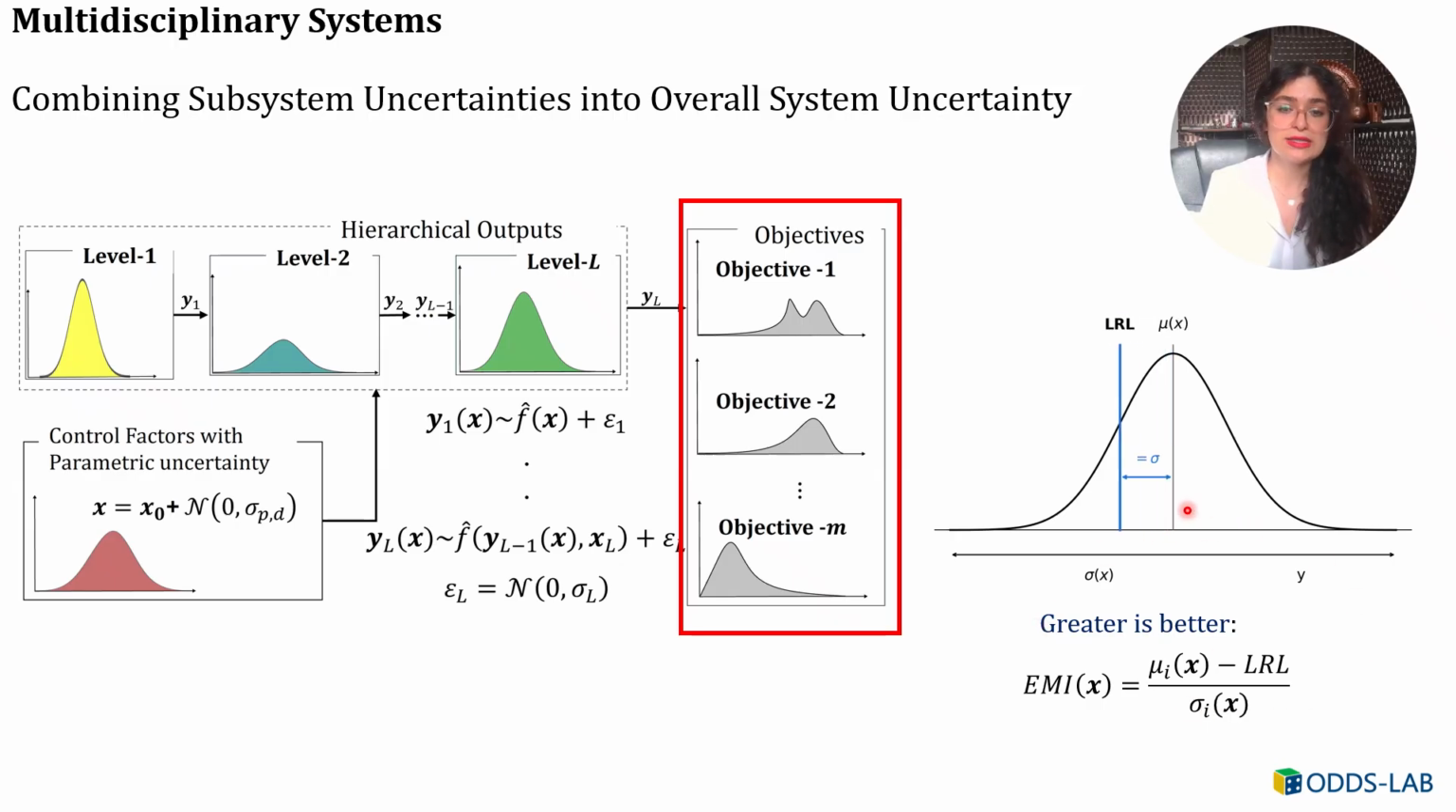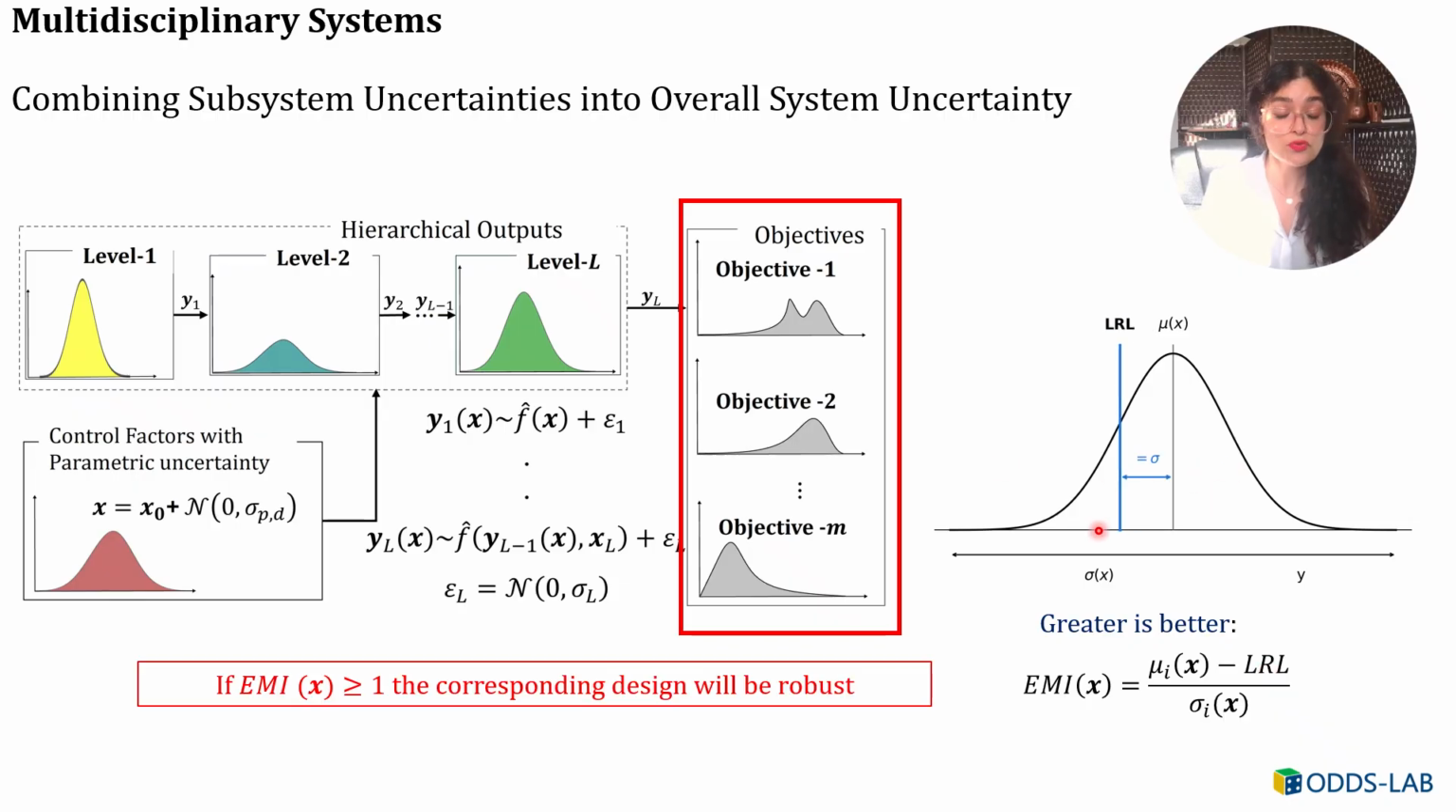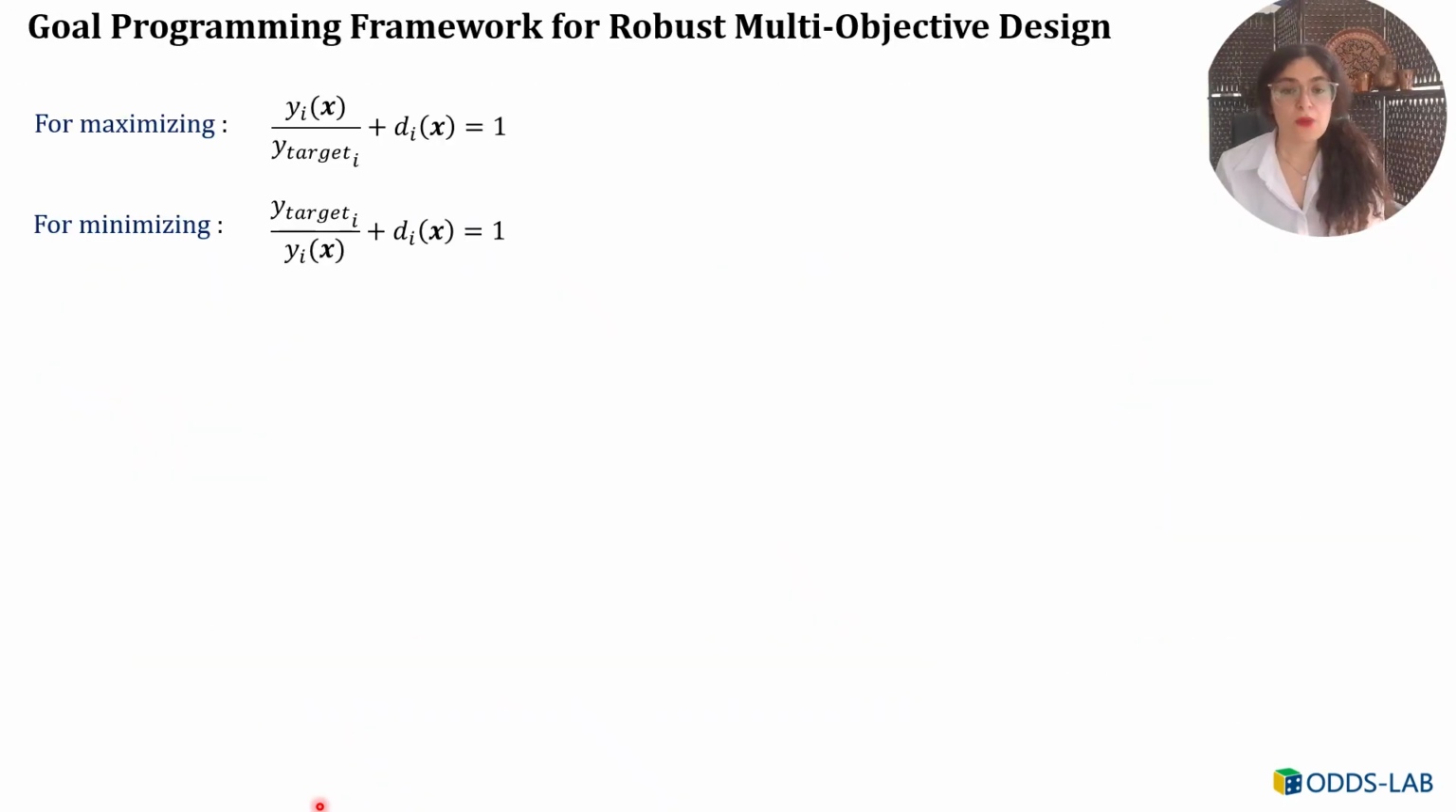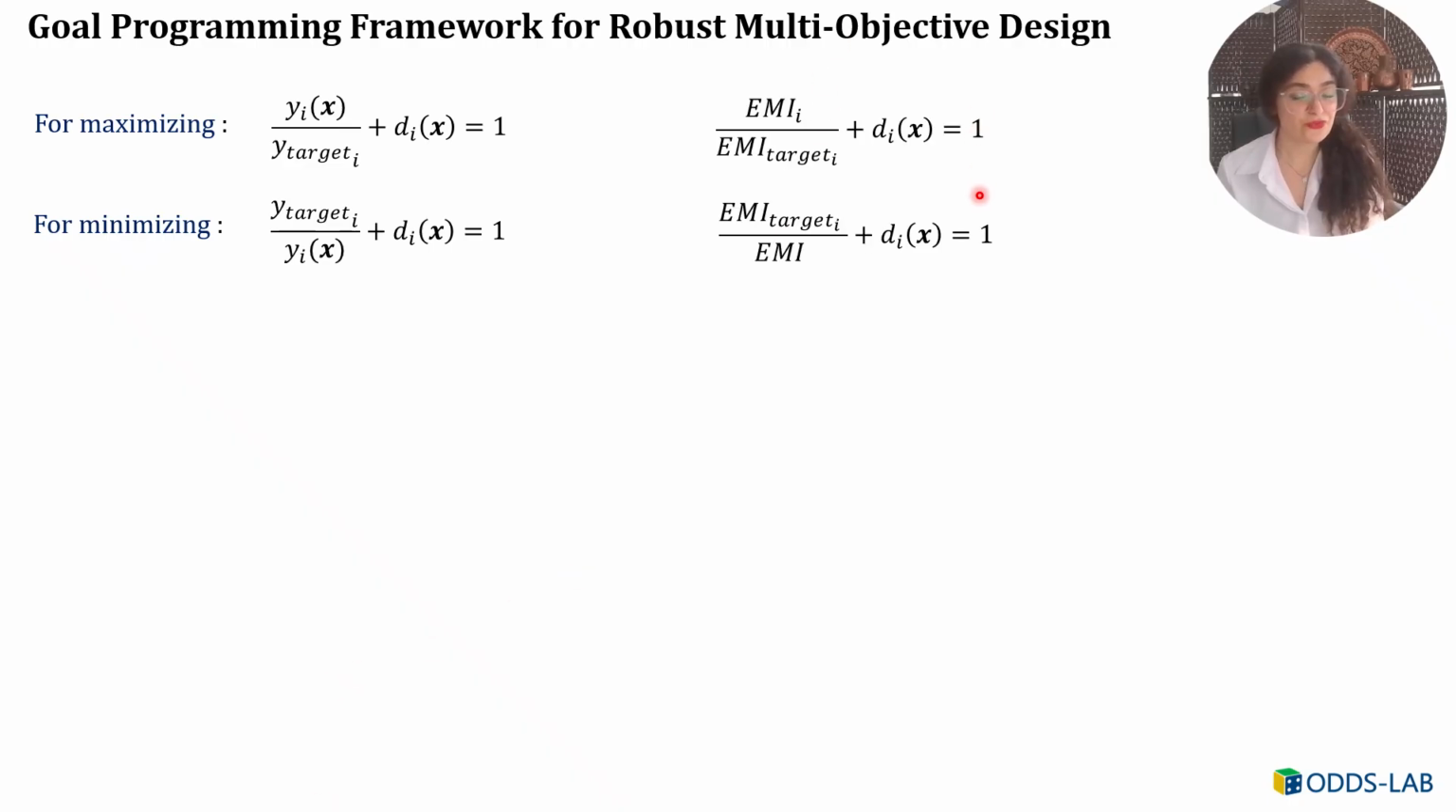EMI is the distance of the mean of the distribution from the target of the design, let's say the lower required limit in our case, normalized by the standard deviation of the system. It is mathematically proved that if EMI for a design is bigger than 1, the design is going to be robust. Most designs have more than one objective, and we should consider the degree of robustness for all of these objectives, and also their deviation from the target. So there is going to be a trade-off between this deviation and the degree of robustness.